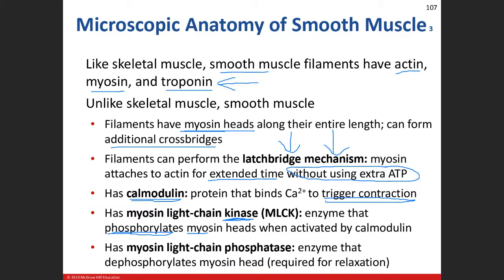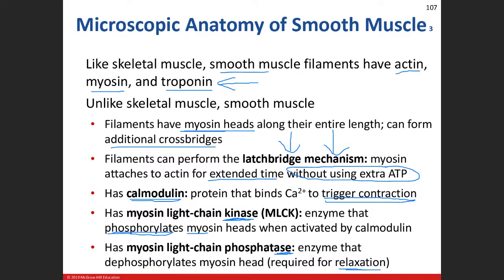So we have to turn off the contraction. Well, not to worry. We've got another enzyme here in the smooth muscle called myosin light chain phosphatase. Another enzyme, but in this case, it's going to strip that phosphate molecule off of the myosin head. And when it does that, it's going to stop the contraction and cause relaxation.